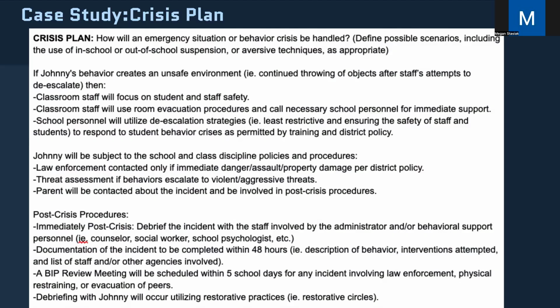Johnny will also be subject to school and class discipline policies and procedures. Sometimes we might list, law enforcement will be contacted if that immediate danger or property damage is concerned. Maybe there might be threat assessments depending on what's said. Parents also will always be contacted. A lot of times with these really robust crisis plans, you want to talk to your school team about what you want to be in these. A lot of times, different protocols or procedures you have at school might drive some of this information.